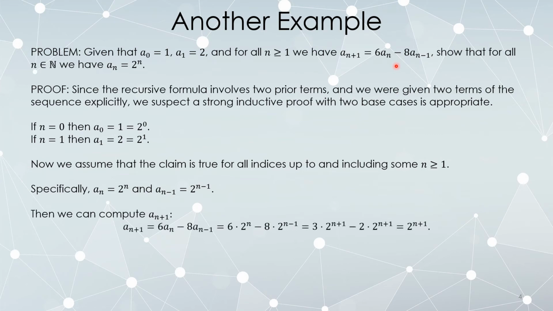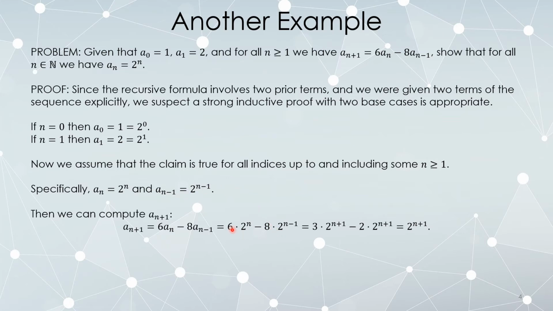So let's do that. The recursive formula tells me the next term is 6an minus 8an minus 1. We got to assume not only does the formula hold for index n, so I replace that there, but it also holds for all terms before it. Specifically, index n minus 1 allows me to replace that there.